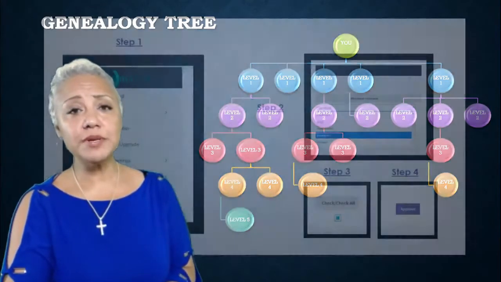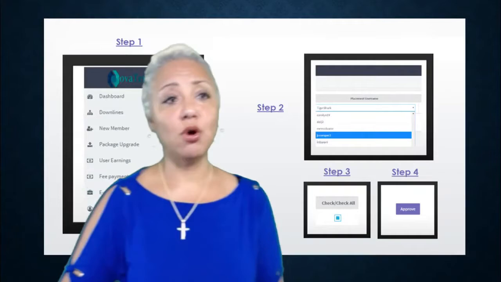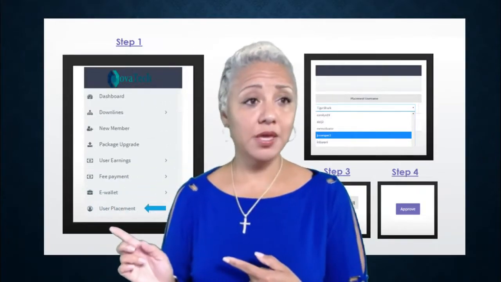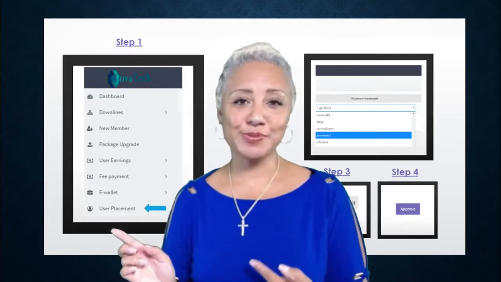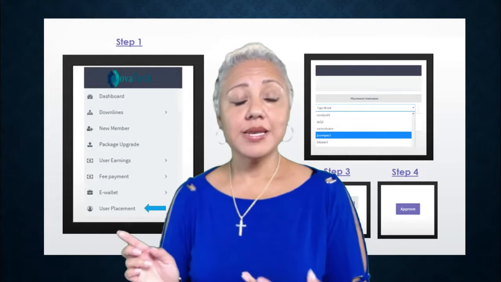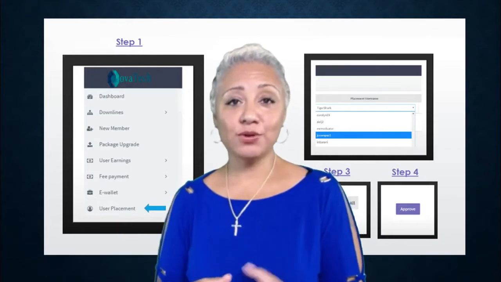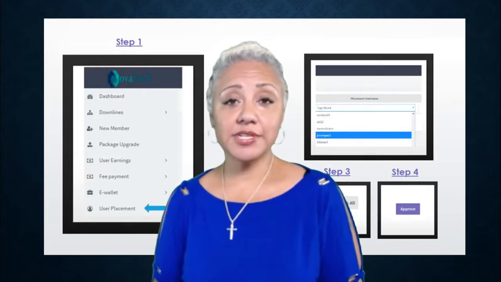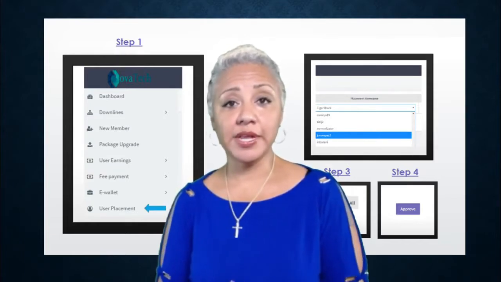Now, when you enroll somebody, they go into what we call a holding tank. In your menu, you'll see here an option that says user placement. That's where you would go to find anyone who enrolled underneath you. Very important, they stay in that holding tank for only a period of 48 hours, but that allows you enough time to check your tank daily and see if there's anybody in there that needs to be placed.